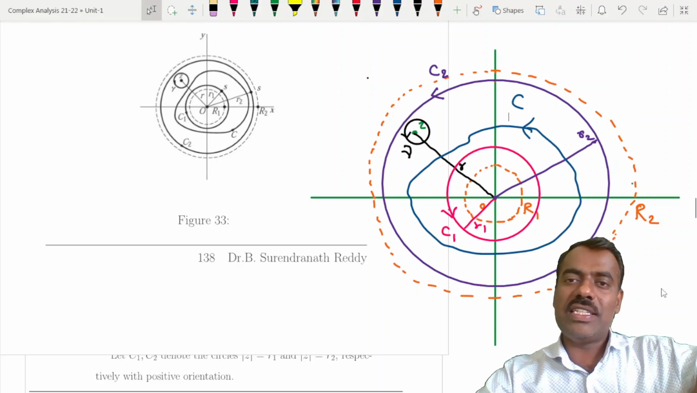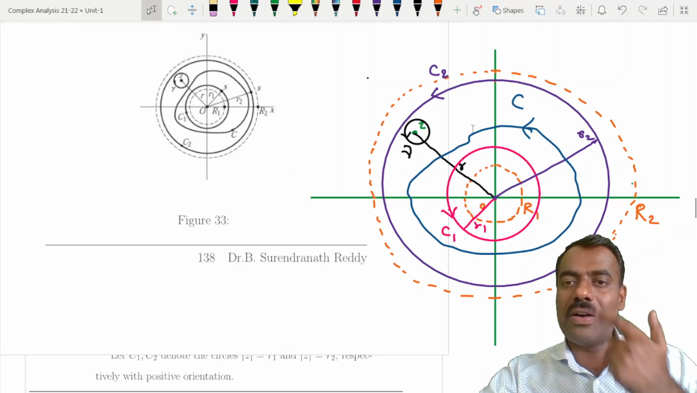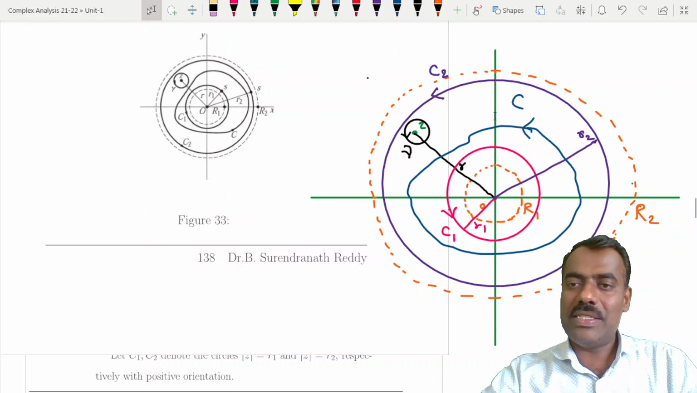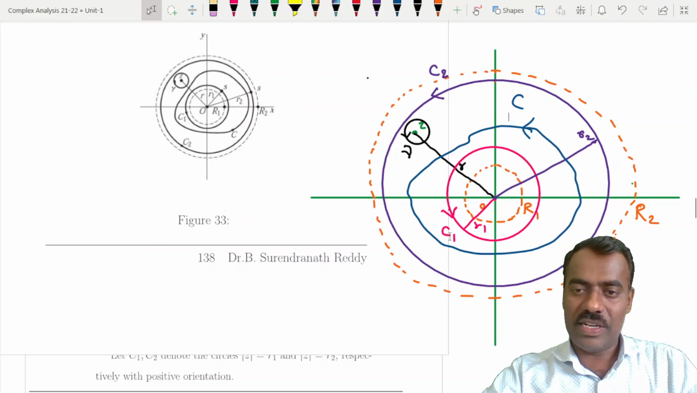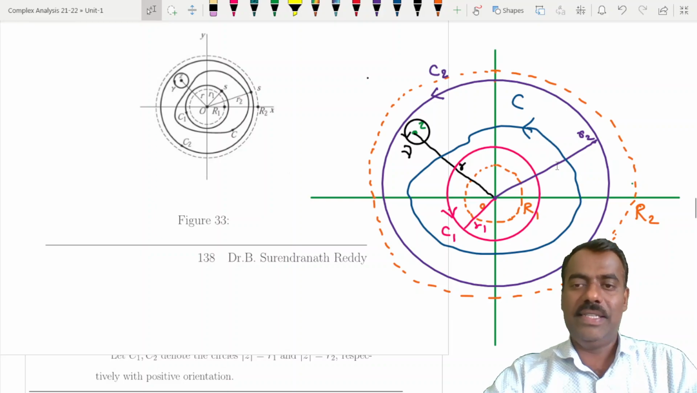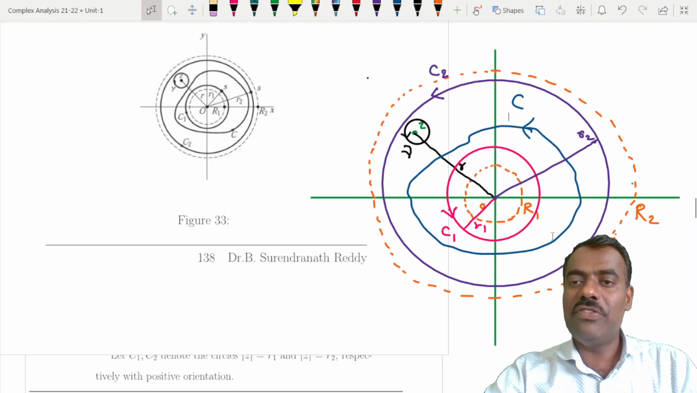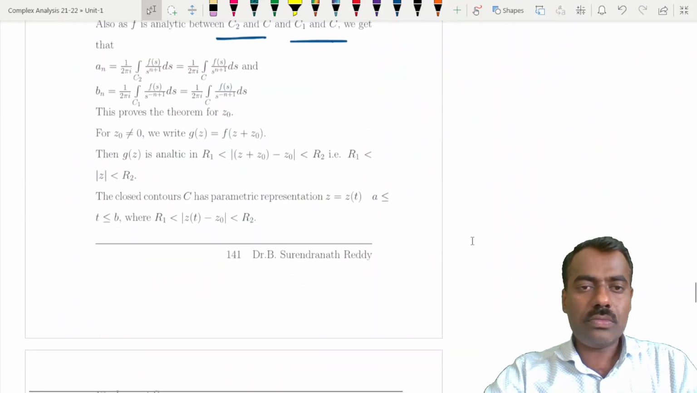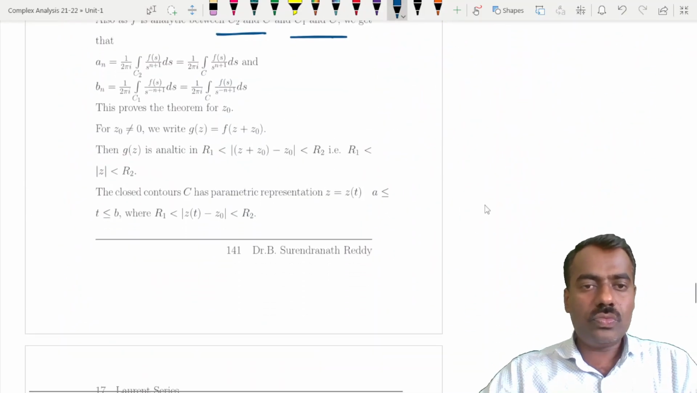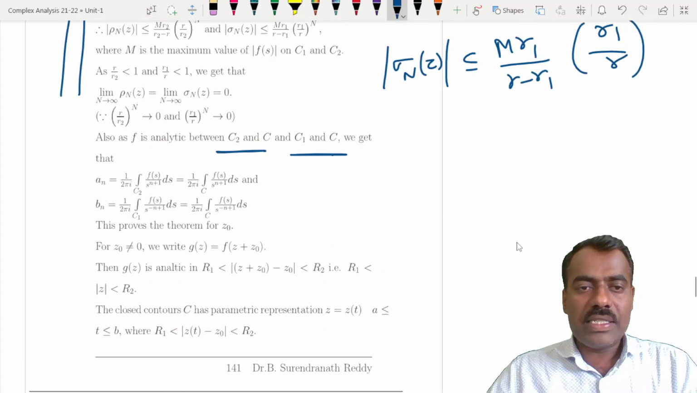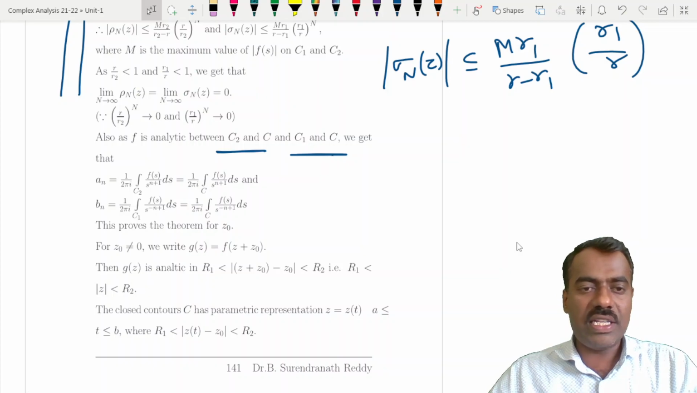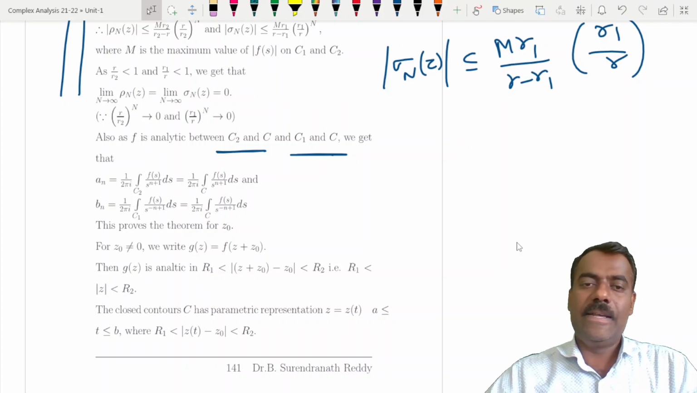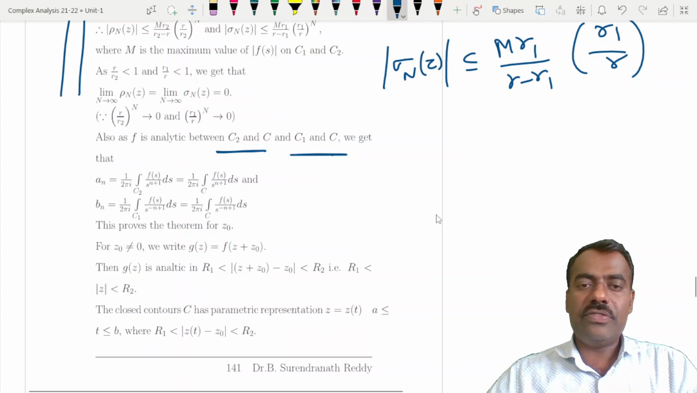So integration of whatever function we have over C2 can be the same as over C. Similarly, integration of that function over C1 is the same as integration over C. That is again we are using the deformation principle. So from that we get that here, because integration over C2 is the same as integration over C, and integration over C1 is the same as integration over C. So that proves the result for z naught equal to 0.